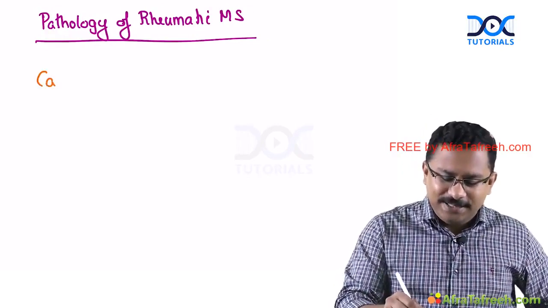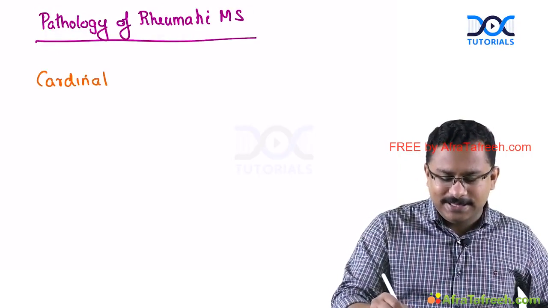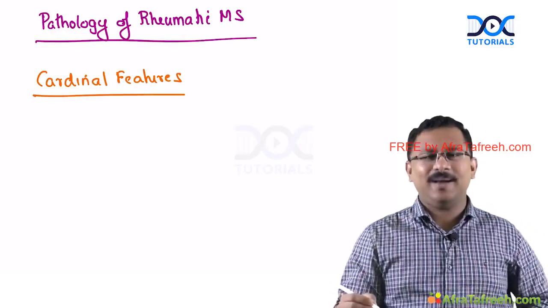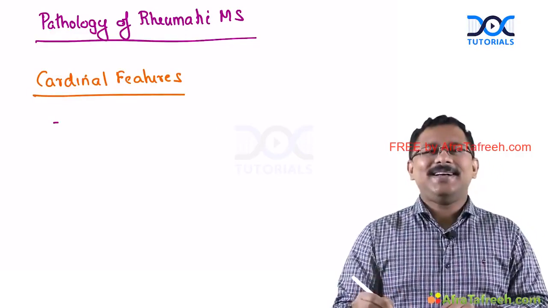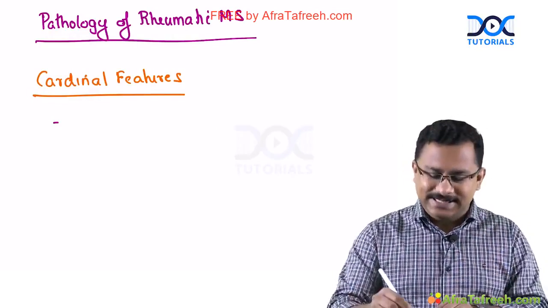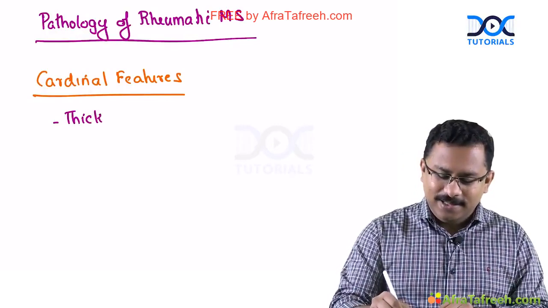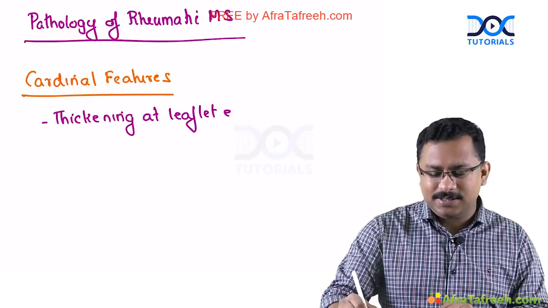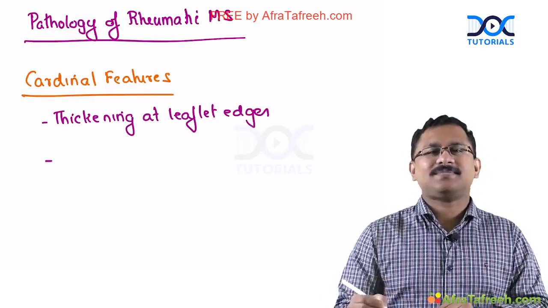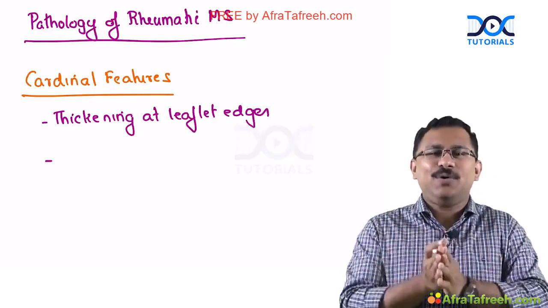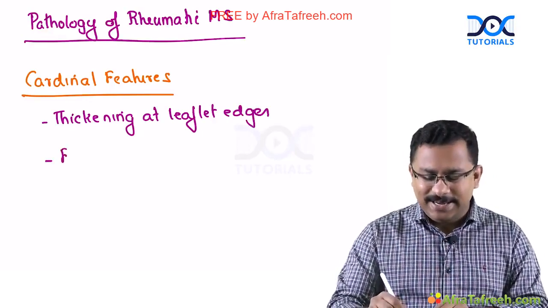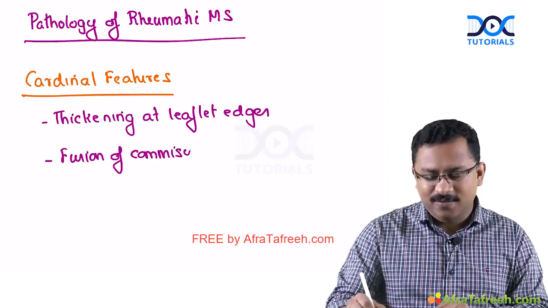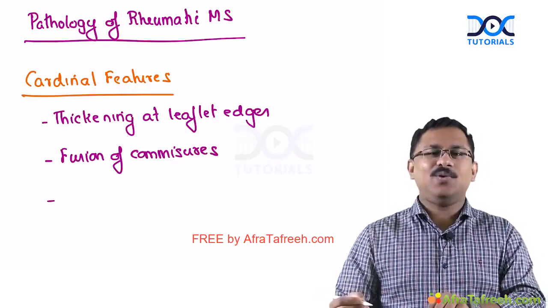Well, the cardinal features of rheumatic MS, let's just see them. What are the cardinal features of rheumatic MS? You can have a thickening at leaflet edges, that is the edges of the mitral valve. You can have a commissural fusion. The valve commissures can get fused, which is number 2.